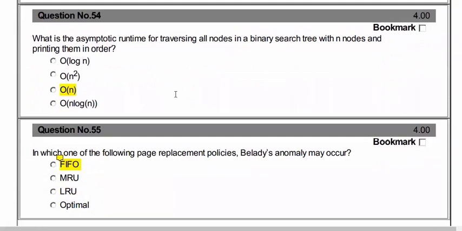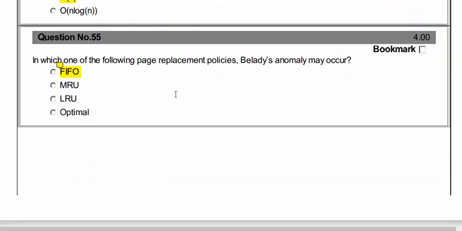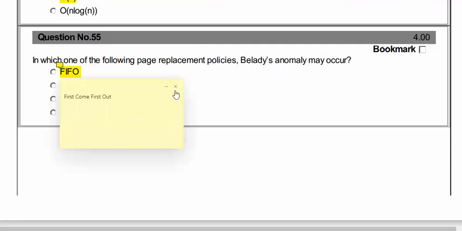What is the asymptotic runtime for traversing all nodes in a binary search tree with n nodes and printing them in order? Option C is right, O of n. In which one of the following page replacement policies may this anomaly occur? Option A is right, FIFO. The full form of FIFO is first in, first out.